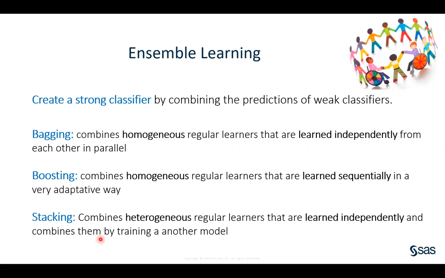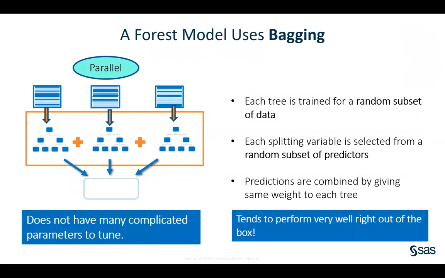Stacking is another technique that combines heterogeneous regular learners. So it doesn't need to be all decision trees. It can be a neural network model, a gradient boosting model, and a forest model. I will talk about each of those in more detail in the coming slides.